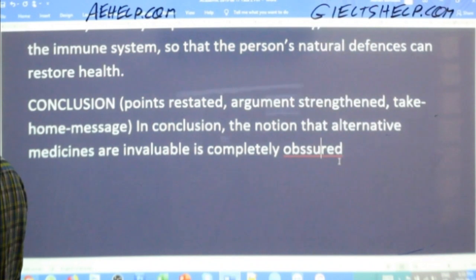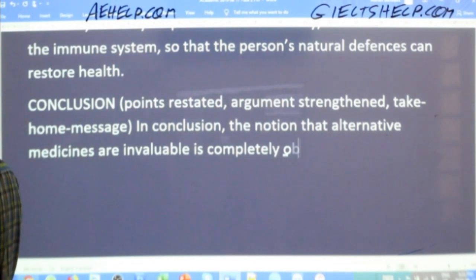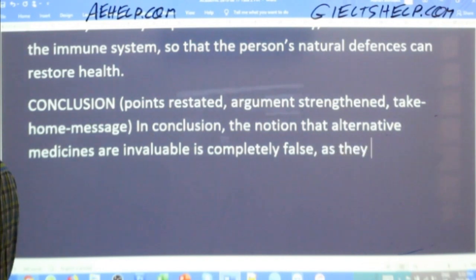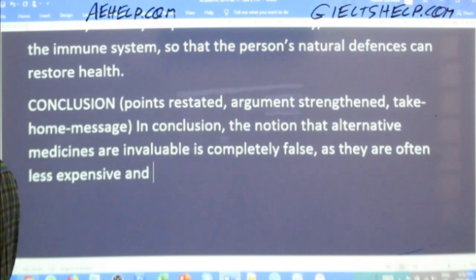Not obscured. Anyway, one of you will help me out. Change it to a word I know how to spell. The notion that alternative medicines are invaluable is completely false, as they are often less expensive and more effective.